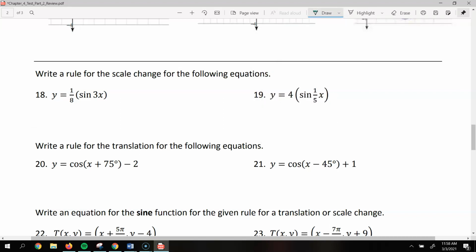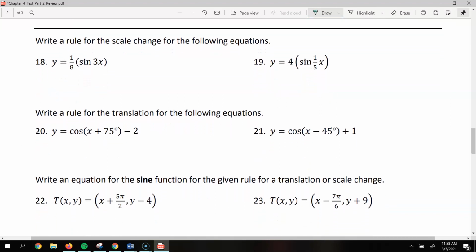All right, so for this one, it says write a rule for the scale change for the following equations. Basically, a rule is just telling us exactly what's happening. So maybe on the test, I might ask you in words, what would this be? Let's start with what's happening vertically. It's going to be 1/8 the size vertically, so it's going to be compressed to be 1/8 the size.